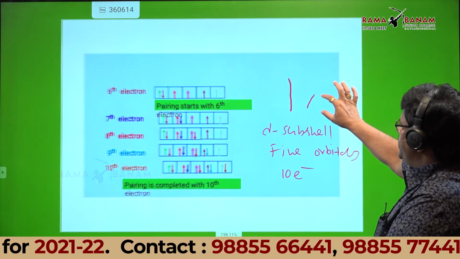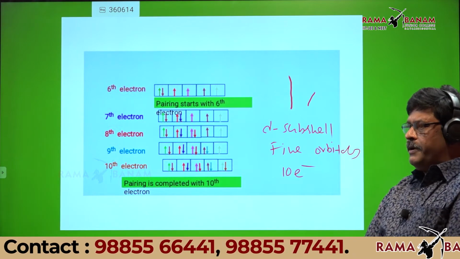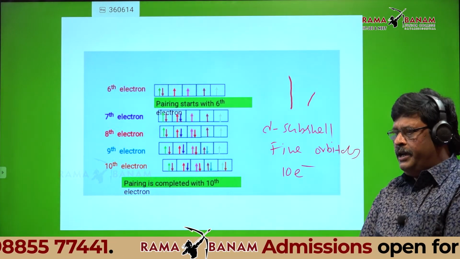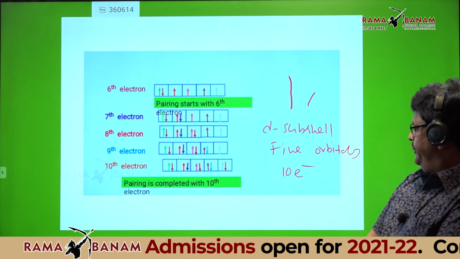See, one more time listen to me, students. So pairing takes place from the sixth electron, 7, 8, 9, 10. Is it okay, all of you?